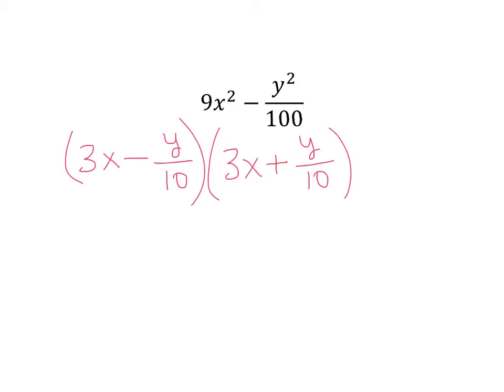So it's pretty much exactly what I said when I read it out, right? Here you've got the 3x and the 3x. That 3x squared is 9x squared, and we've got a minus and a plus here because that's a difference of squares, and your y squared becomes y times y, and then the divided by 100 bit gets broken up to a 10 and a 10.